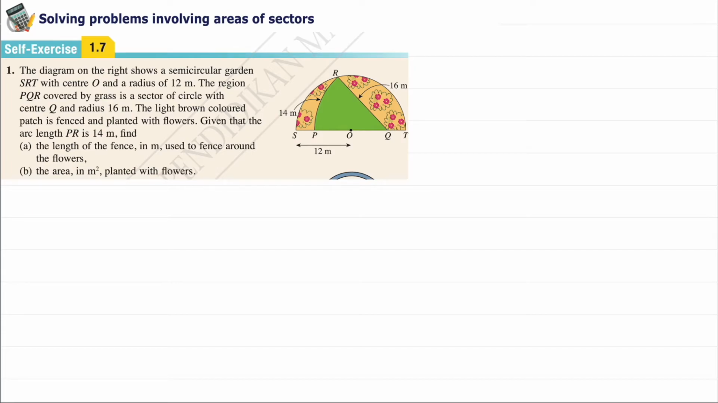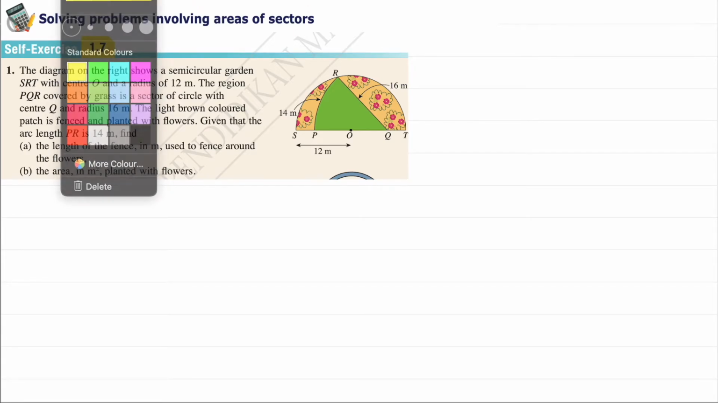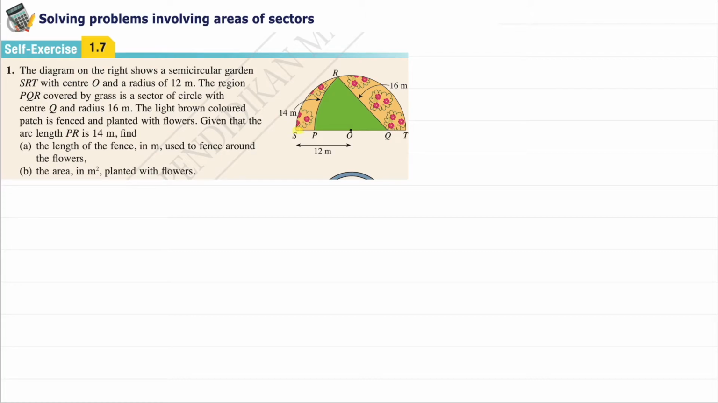It says there is a garden where the radius is 12. Region PQR is covered by grass. Sector 16 meter. And then the light brown coloured patch is fence. It is fenced and planted with flowers. The question says the length of arc PR is 14. Find the length of the fence. It asks us to find the length of the fence around the flowers. This means that we need to find the perimeter on the outside.